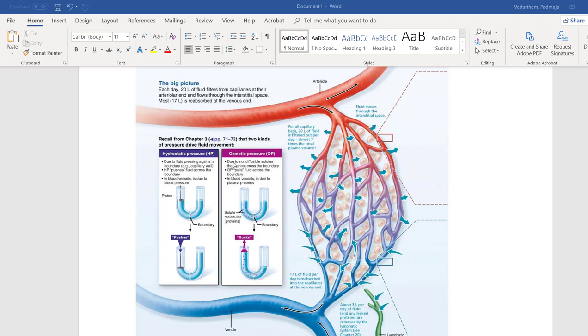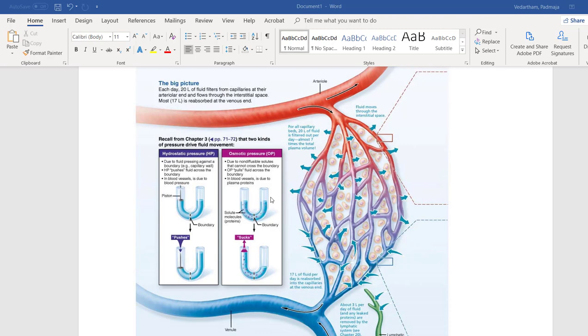Osmotic pressure, on the other hand, develops due to the non-diffusible solutes that cannot cross the boundary. Mostly it is the proteins. Here we have the proteins and the blood cells, like the erythrocytes and the white blood cells. Those are not going to pass out into the interstitial space, so they remain on this side, right? This is the boundary, and as this increases, that develops an osmotic pressure. You can see that there are a lot of solutes here and fewer solutes here.